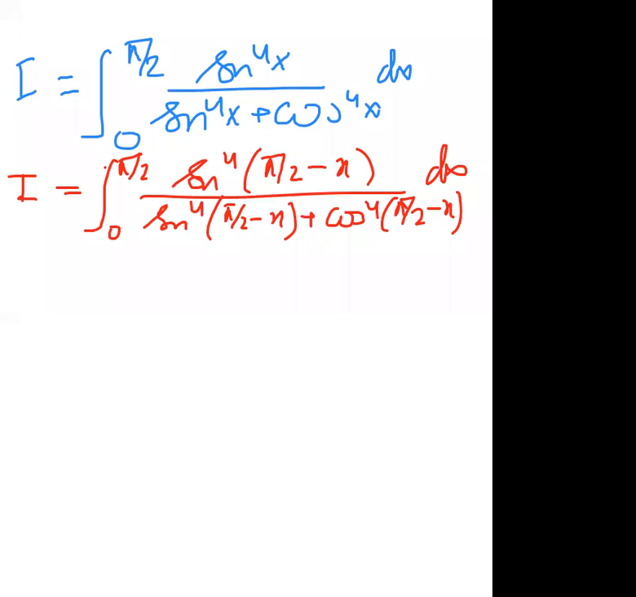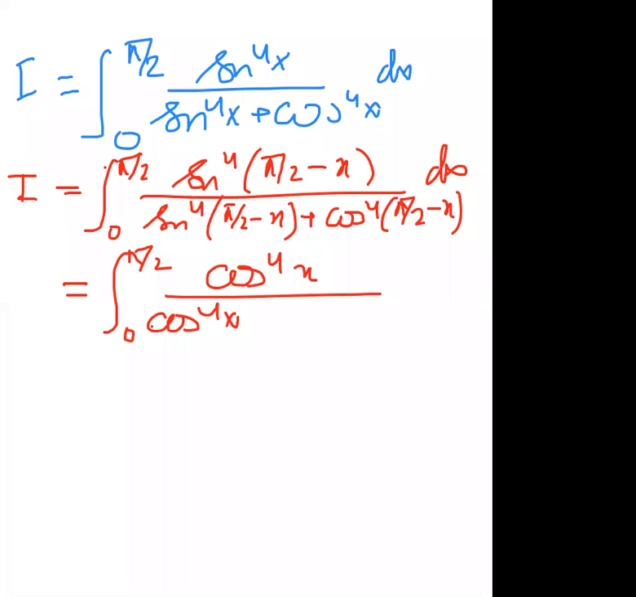Now we are able to see integral from 0 to pi by 2, sine (pi by 2 minus x), sine (90 minus theta) will be cos, so cos to power 4x upon cos 4x plus sine 4x dx. I'm giving this as equation 1 and this one as equation 2.